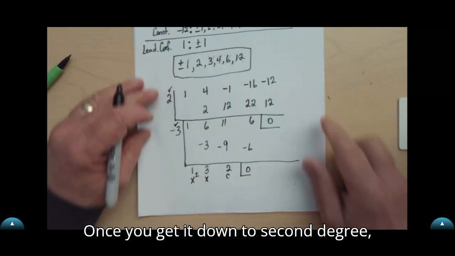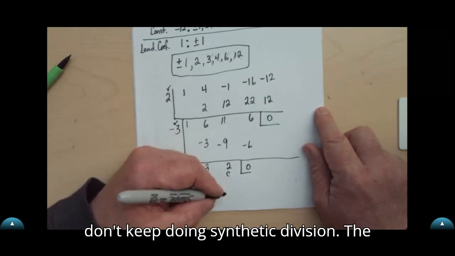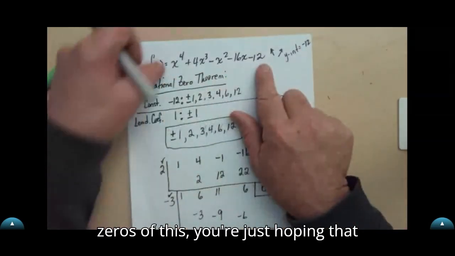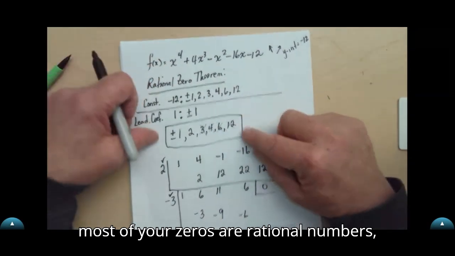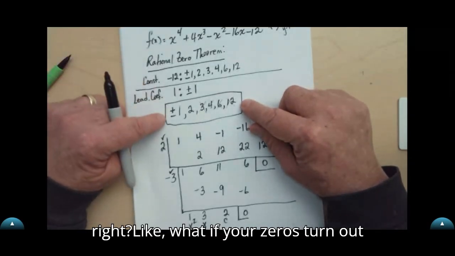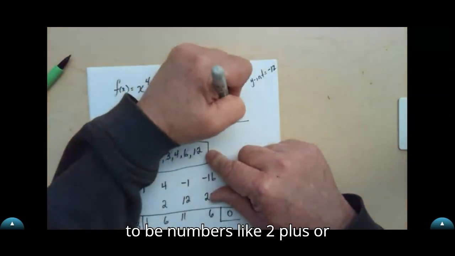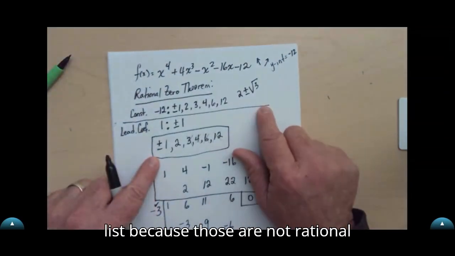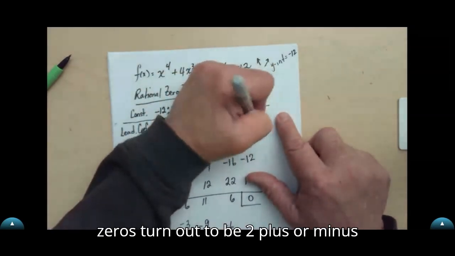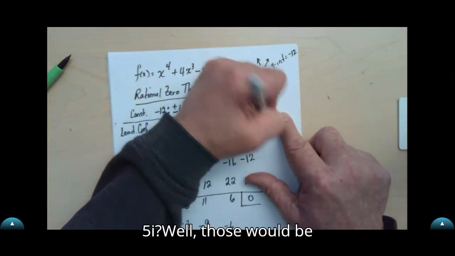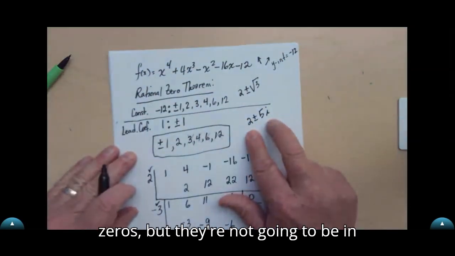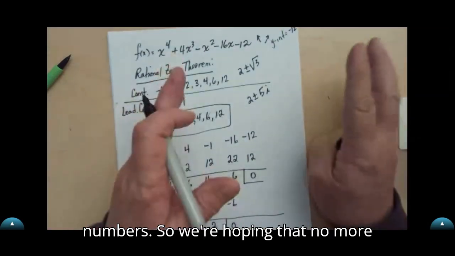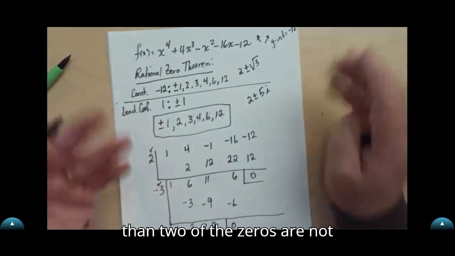Y'all see that? Once you get it down to 2nd degree, don't keep doing synthetic division. The reason I say that is to find all the zeros of this, you're just hoping that most of your zeros are rational numbers, right? Like, what if your zeros turn out to be numbers like 2 plus or minus the square root of 3? Well, those numbers aren't going to be in the list because those are not rational numbers, right? What if a couple of the zeros turn out to be 2 plus or minus 5i? Well, those would be zeros, but they're not going to be in this list because they're not rational numbers. So we're hoping that no more than 2 of the zeros are not rational numbers.